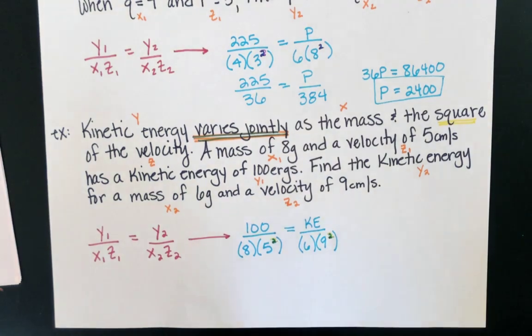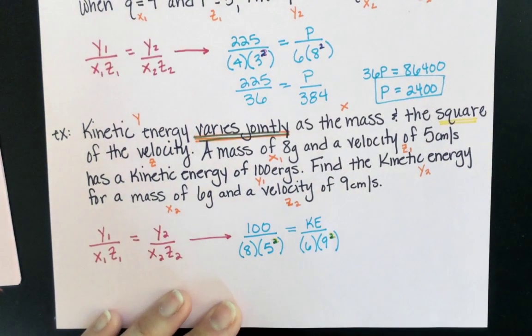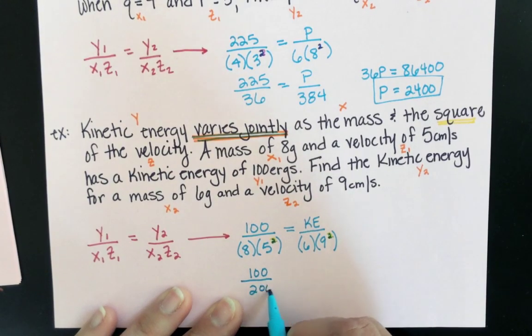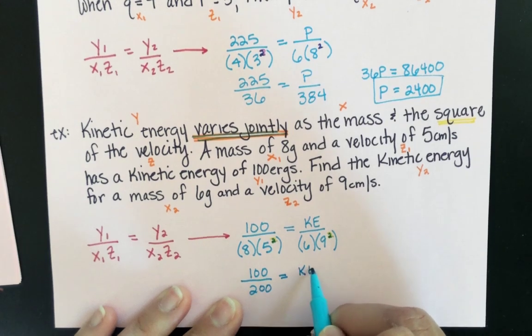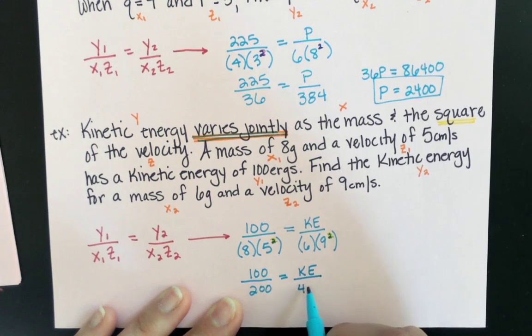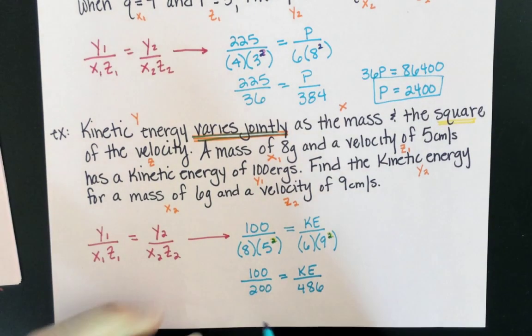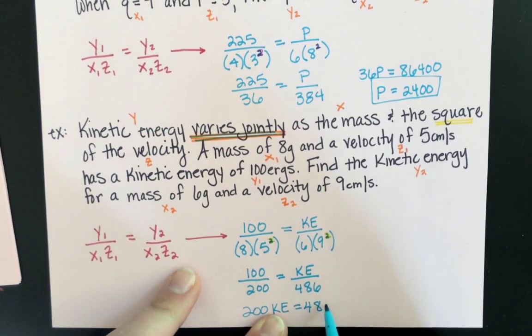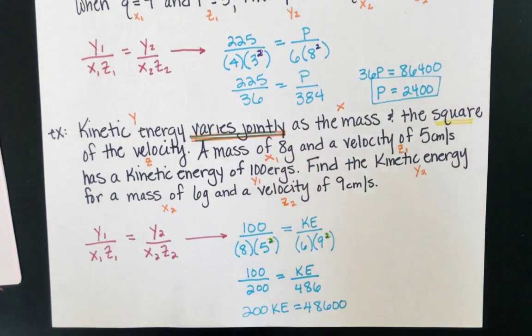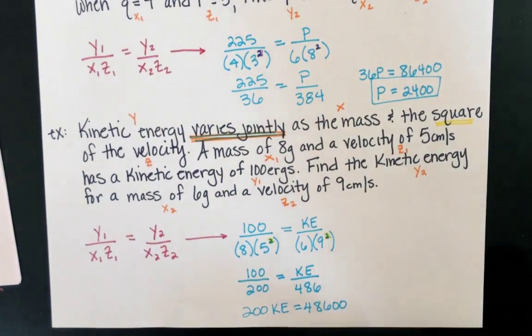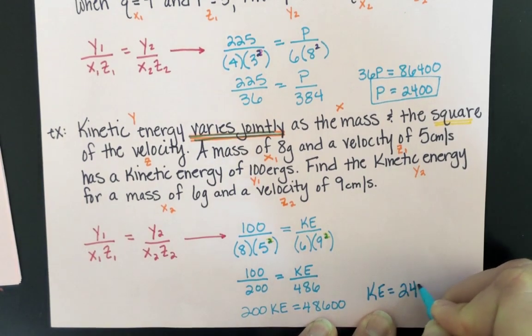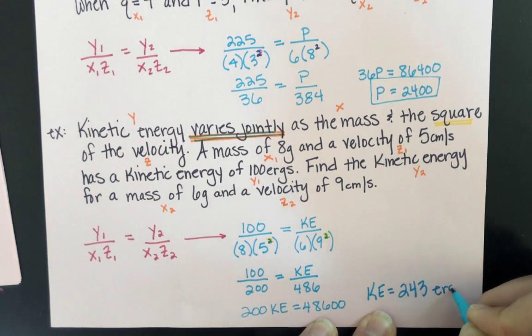All right. Cross multiplying, well, let's simplify this guy out a little bit first. And when we cross multiply, we do end up with 200 times our kinetic energy equals 48,600, which means our kinetic energy when we divide is 243 ergs.